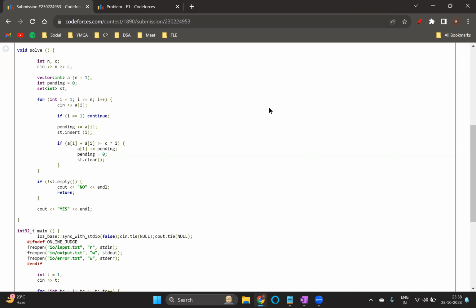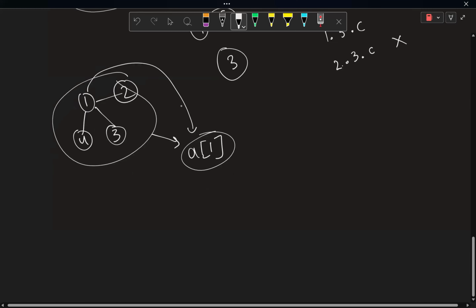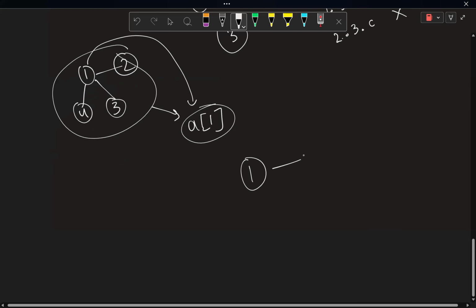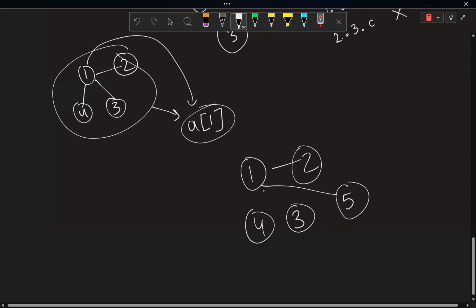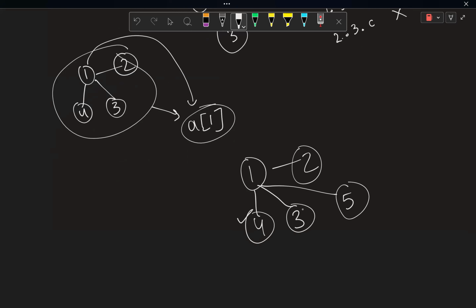Initially, all the nodes are disconnected from each other. Now, when I connect one with two, and let's say I could not connect it with three and with four. Now when I connected it with five, I have to find out how many people were there and how many people were here, and increment it to a1.